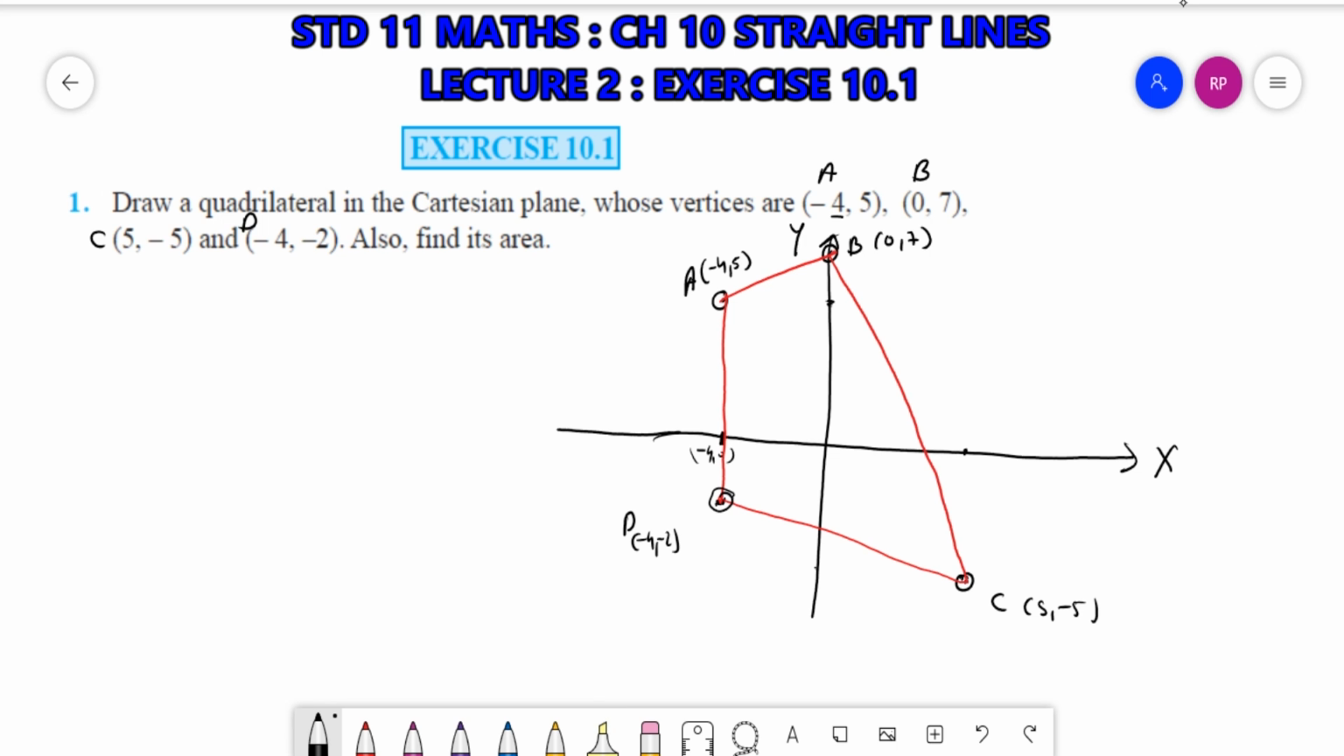Now see, the question also asks to find its area. So what can I do? I can split this quadrilateral into two parts. For this region I will find the area A1 of this triangle, and for the other region, this one, I will find the area A2, and then I will add them. Now we have already studied the formula for area. So first let's take triangle ABC. This is point D.